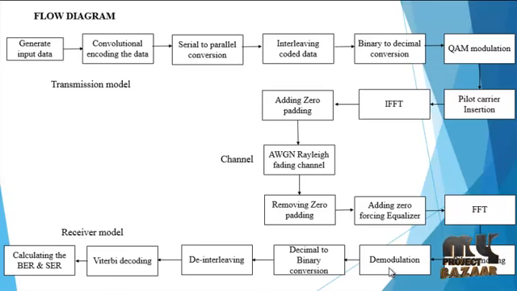Then we use the QAM demodulation technique, and the decimal values are converted back into binary. Then the data is de-interleaved. Finally, the values are decoded using the Viterbi algorithm, which decodes the data, and we calculate the bit error rate and signal error ratio. These are the overall flow diagram of the process.